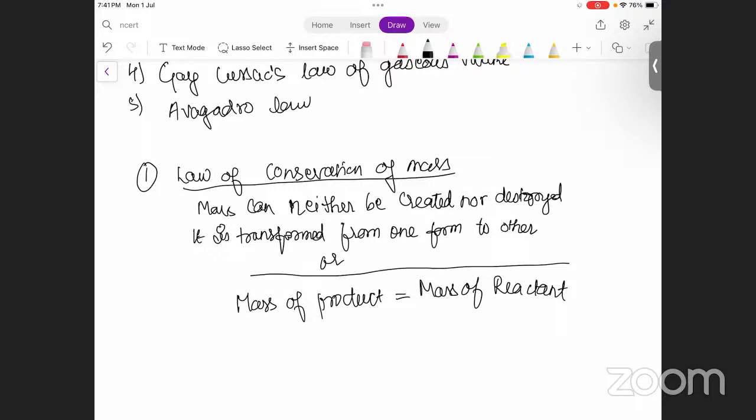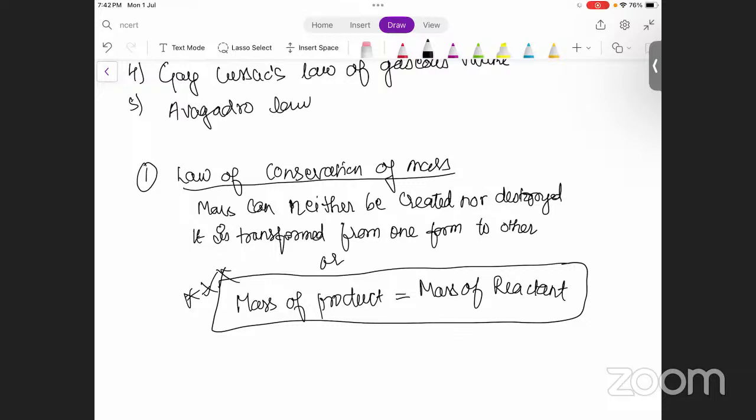And this is a very important statement for you. So you have to put a box and put stars on this statement. That is, the mass of the product will be equal to the mass of the reactant, or we can say the other way, that the mass of the reactant will be equal to the mass of the product.